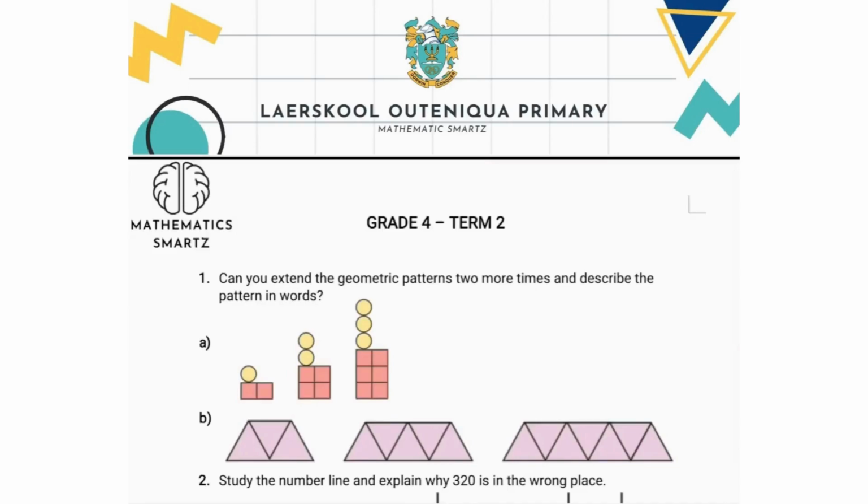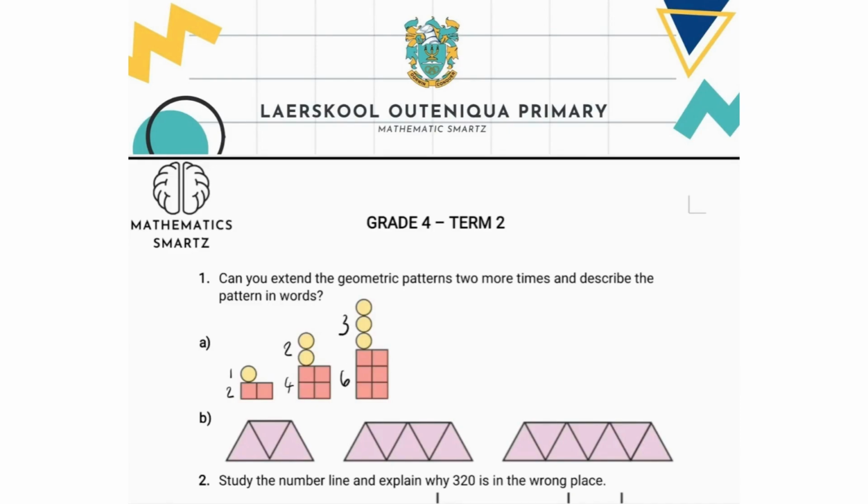So let's take a look at the first question for grade 4, term 2. Can you extend the geometric patterns 2 more times and describe the pattern in words? In order to do this, I need to figure out how many shapes I'm adding to each picture or term. So if I look at my first term, I have 1 circle and 2 squares. My second term, I have 2 circles and 4 squares. My third term, I have 3 circles and 6 squares.